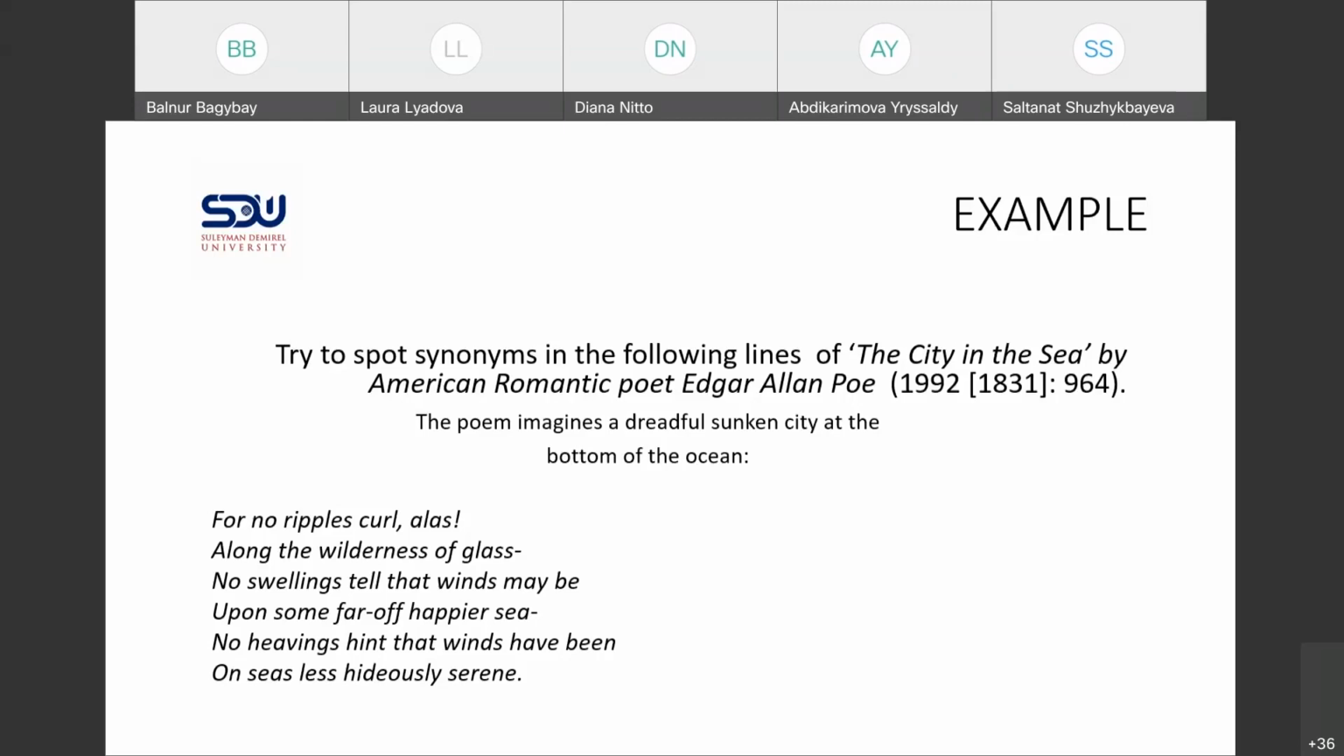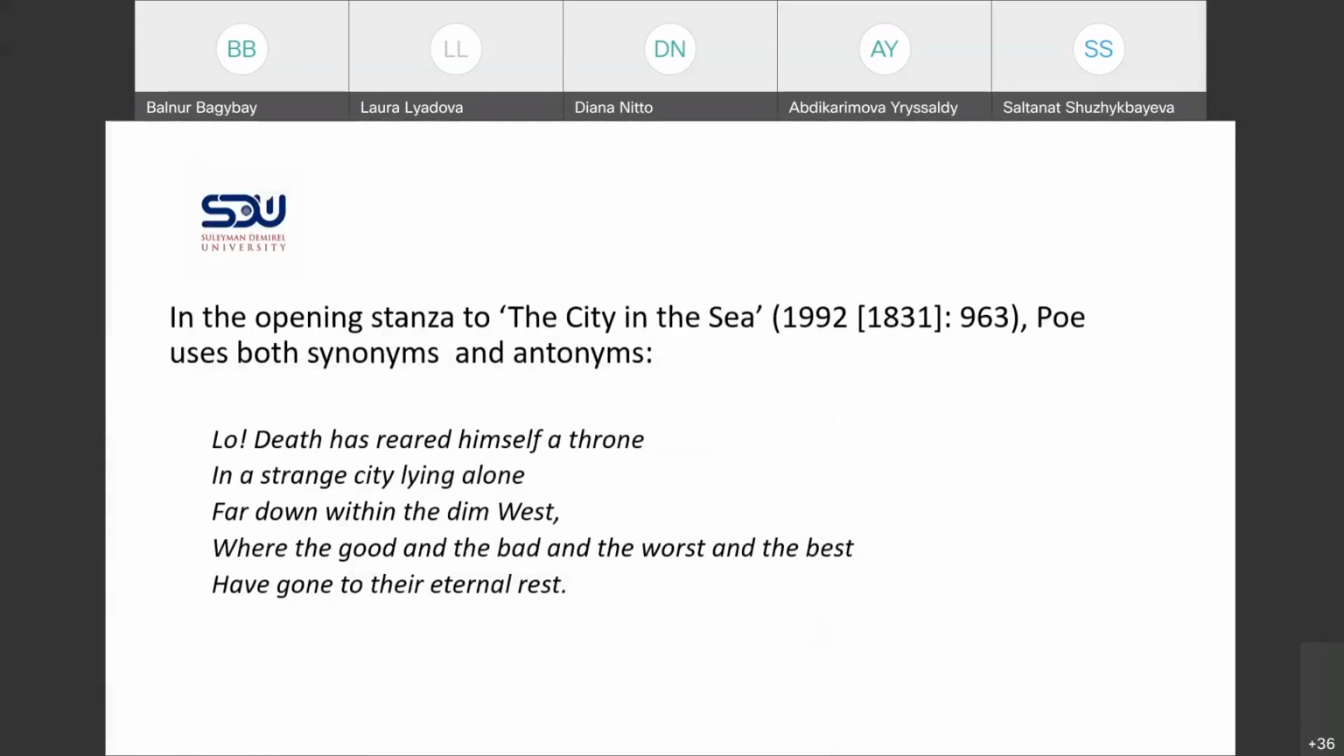Okie dokie. Now let's have a look at the opening of that poem, where Poe is using both synonyms and antonyms. So I would like someone to read that one as well. So can Marjan Janabayeva read it for us?